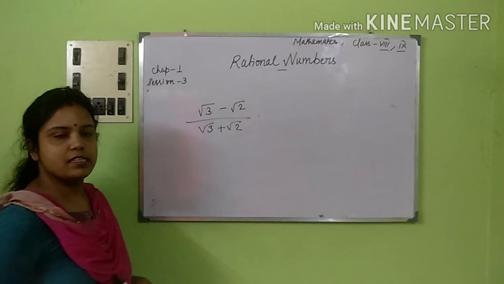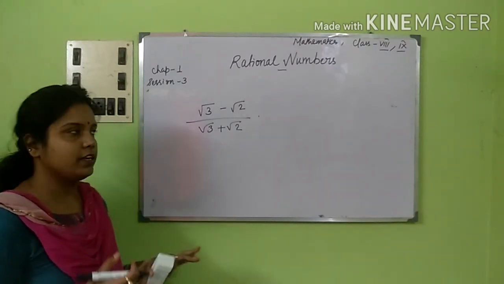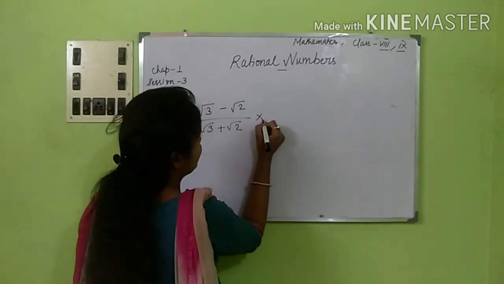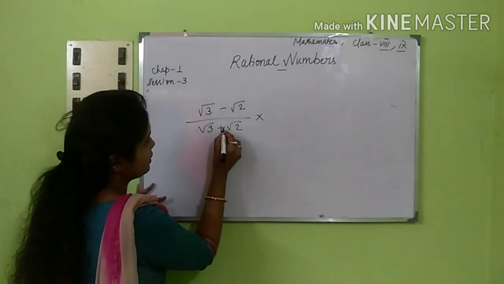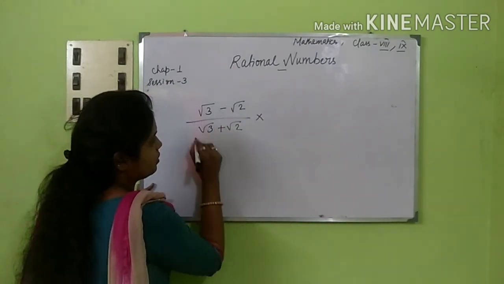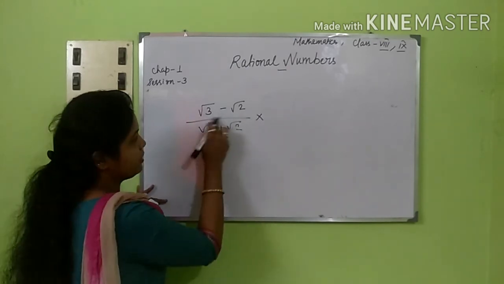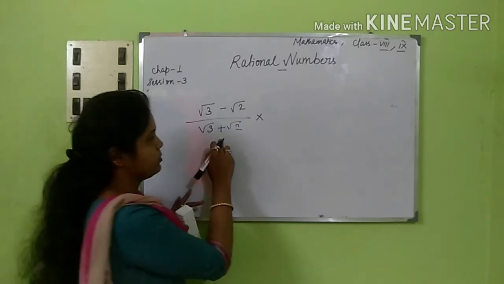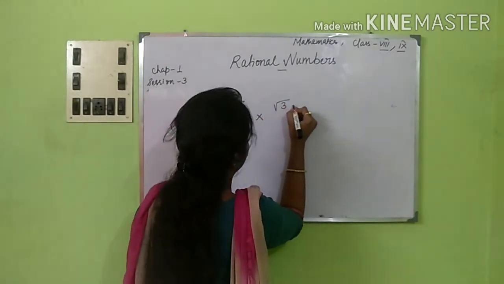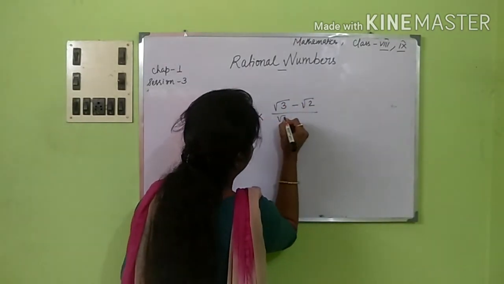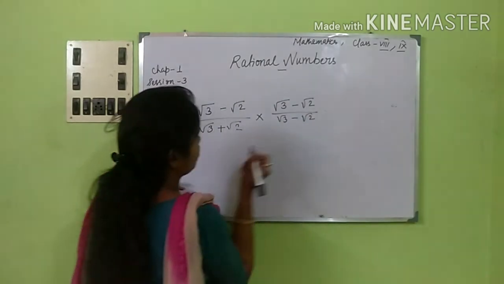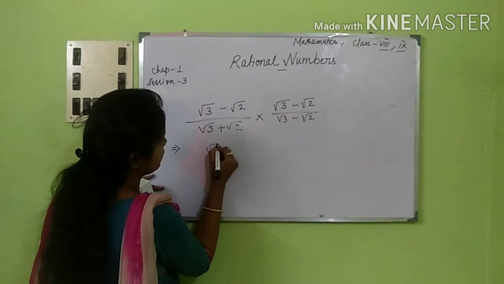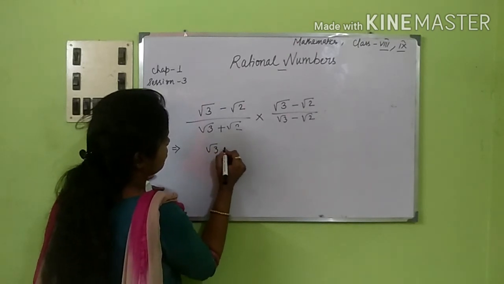Now this is another example of how to rationalize that. Same thing as I said, we will be multiplying the numerator and the denominator with these particular terms, but with the opposite sign. So we are going to have root 3 minus root 2 by root 3 minus root 2. Okay, so here we are going to get root 3 minus root 2.